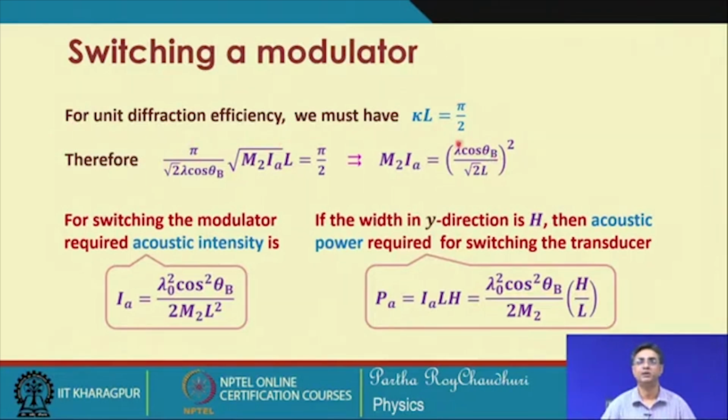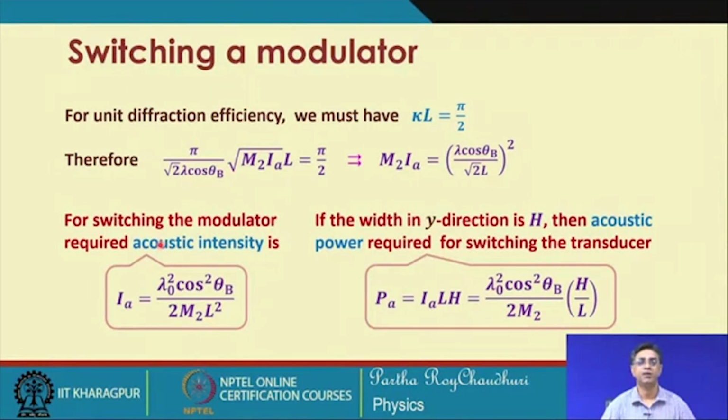We have kappa into L equal to pi by 2 and therefore, this must be equal to pi by 2, because this is your kappa, we have defined kappa into L. So, that tells you M2 into I, by squaring both sides, is equal to this. So, for switching a modulator, because this is your acoustic power, this is analogous to the situation of the electro-optic effect where you were looking for a half-wave voltage where the modulator will be switched, the phase difference will be pi.